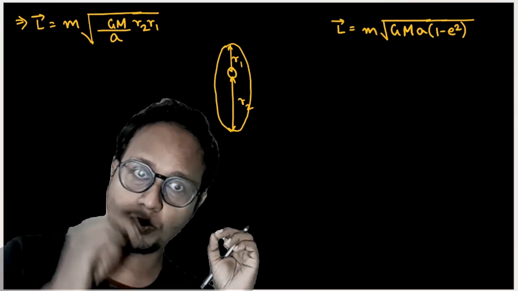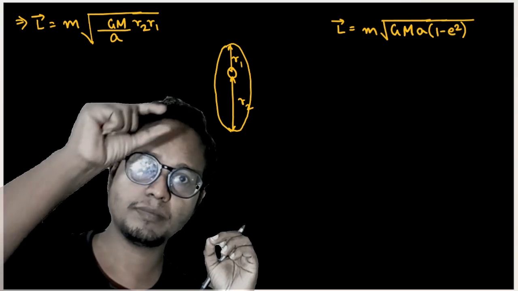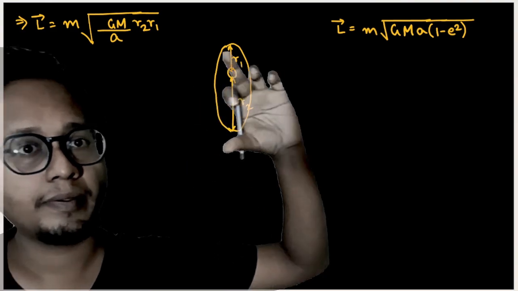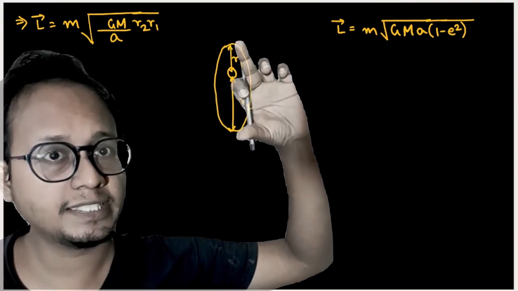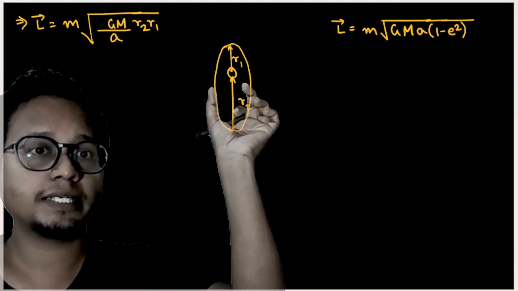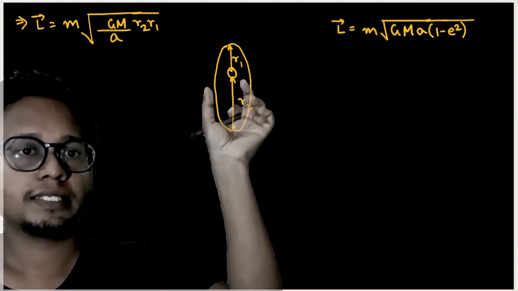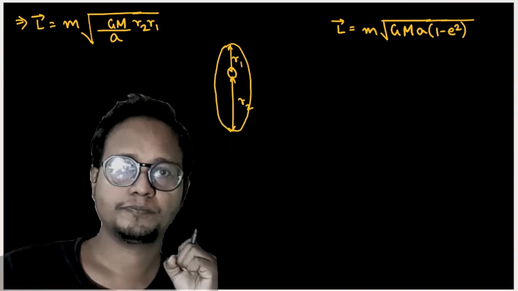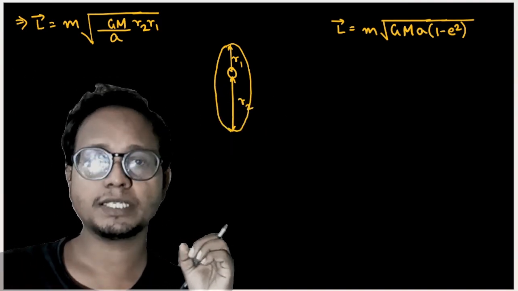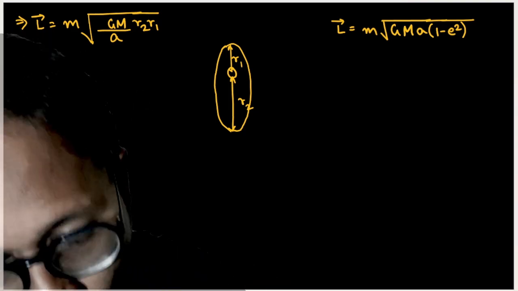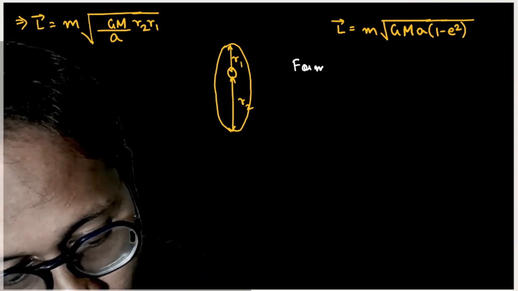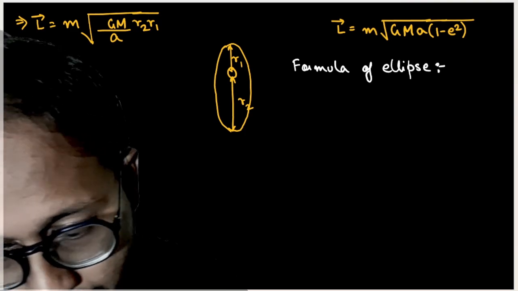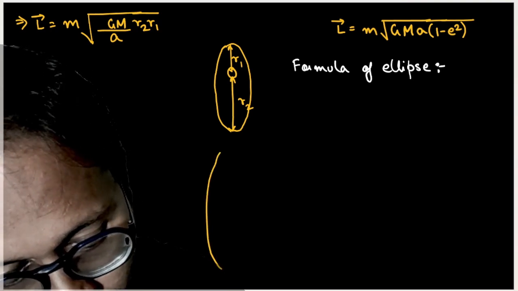Now remember, I've told you something about eccentricity. Eccentricity is nothing but the distance from the center to the focus divided by the semi-major axis. And the major axis is nothing but 2a. Minor axis is nothing but 2b, isn't it? So major axis is 2a, minor axis is 2b. This much is understood. If this much is understood, can I say there is a formula for ellipse? Let's see the ellipse out here.